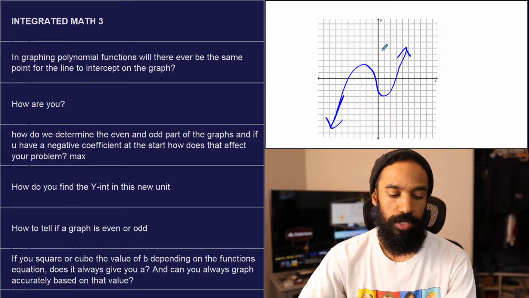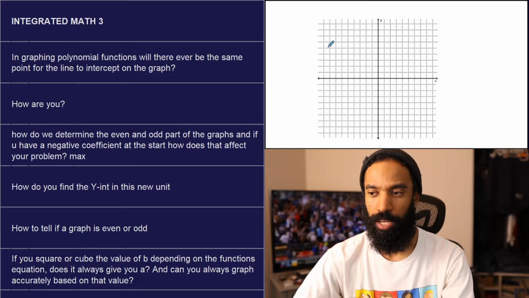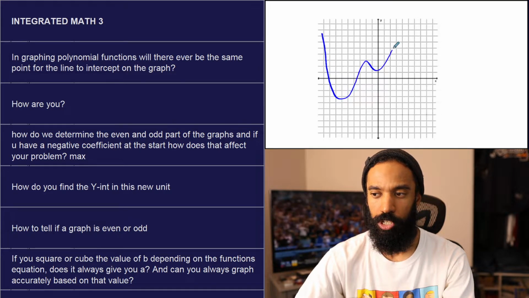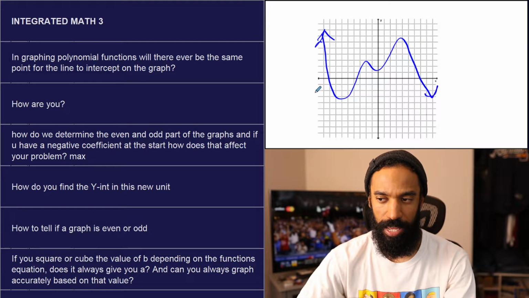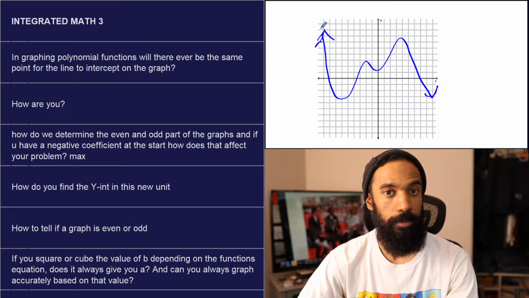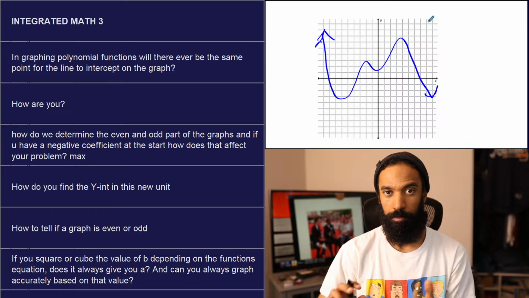If the leading coefficient was negative for a cubic function or any sort of odd degree, then it would start up here and would finish down below. And that's because when you cube a negative number, it becomes negative, but then you take the opposite of it. Negative leading coefficient will flip-flop it. It'll turn it around.